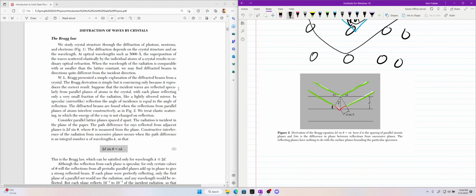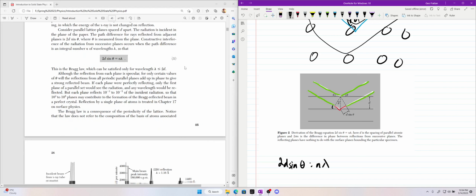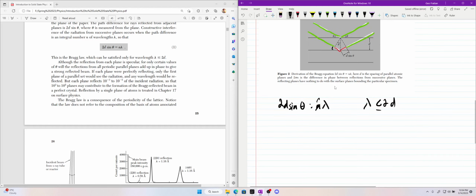So that then lets us write that constructive interference of the radiation from successive planes is going to happen when 2d sine theta is equal to n lambda, where n is some integer. And Bragg's law can only be satisfied for wavelengths where lambda is less than or equal to 2d, right? Since we'll say n equals 1 to make it the lowest possible. So then we get sine theta equals lambda over 2d, right? And then this has to be less than or equal to 1. So lambda has to be less than or equal to 2d.